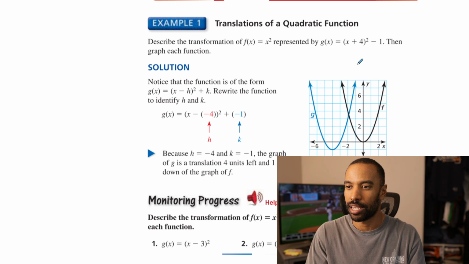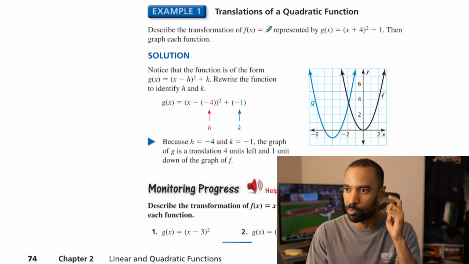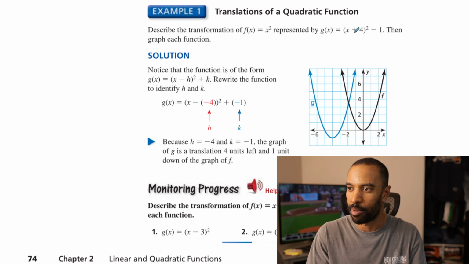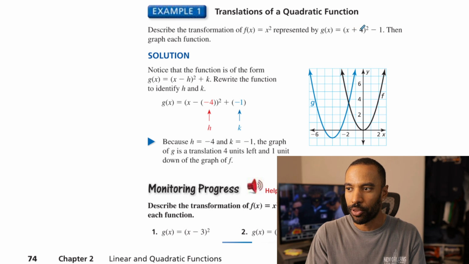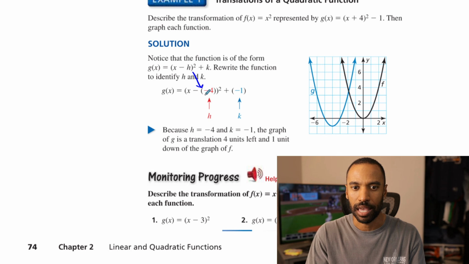Okay, examples of these translations here. I kind of mentioned some out loud, but let's describe the transformation represented by x plus 4 quantity squared minus 1, then graph the function. X plus 4 quantity squared means we're going to translate 4 units to the left. You can see the x minus h in the formula, so we're subtracting a negative 4, right? That means we're going to be going 4 to the left, right?